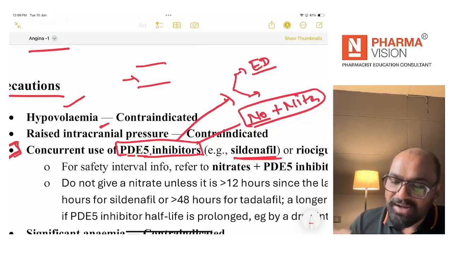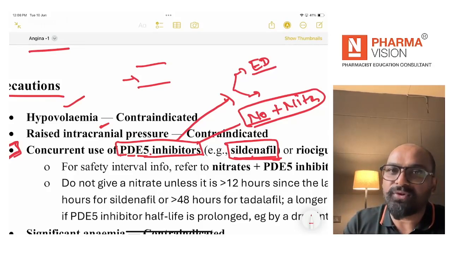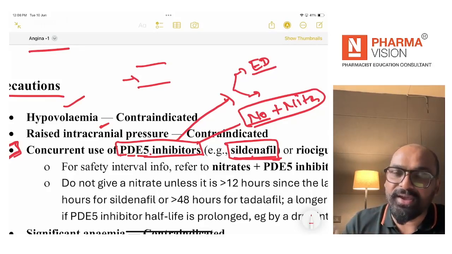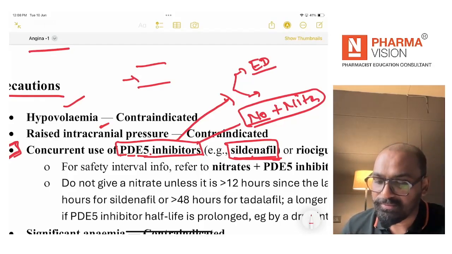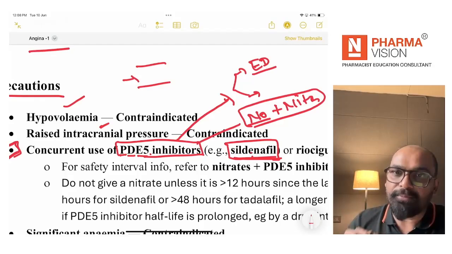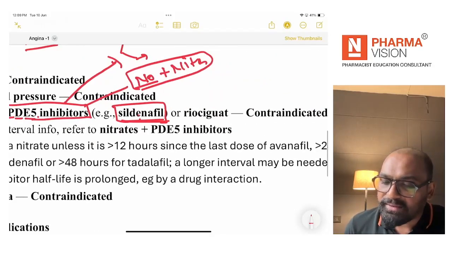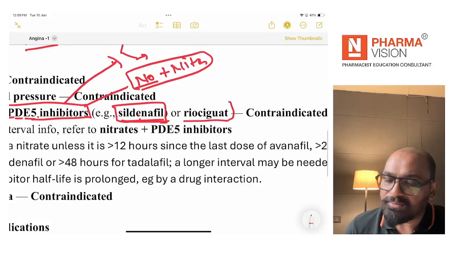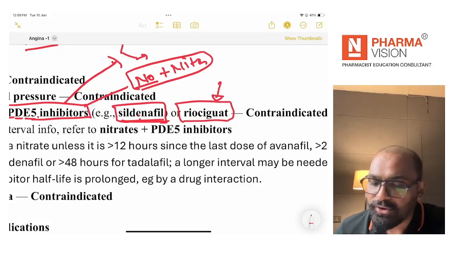That's why whenever a patient comes with Viagra or sildenafil-type medications, you always have to double check that the patient should not take nitrates along with these medications. This is very, very important from the exam point of view. A similar kind of medication, used specifically for pulmonary hypertension, is riociguat.